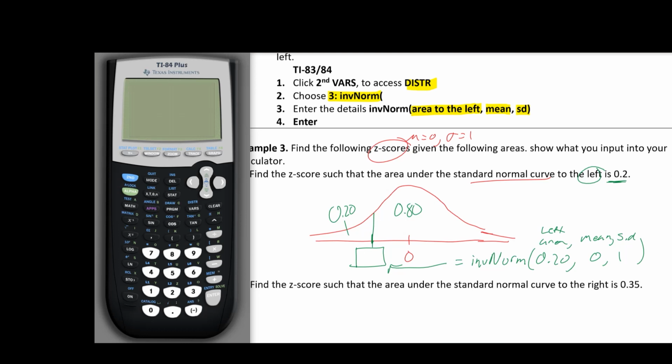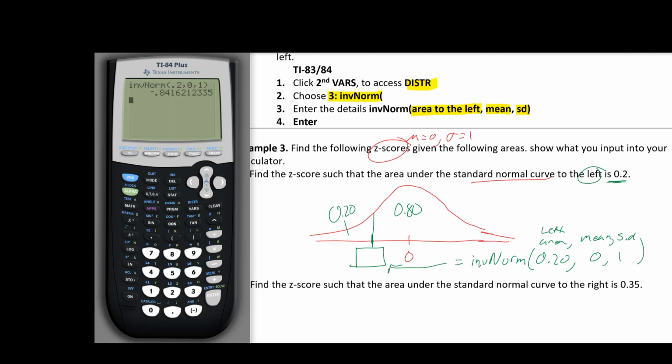On your calculator, make sure that you're on a fresh, clear home screen. Go to second distribution. Go down to inverse normal. In this case, it's the third one. If you don't have this interface, then put it into your calculator the way you see it on my screen, where you do 0.20, comma, 0, comma, 1. They're asking for the area to the left. It doesn't specify left, but that is what they want. That's 0.2, mean is 0, standard deviation is 1.